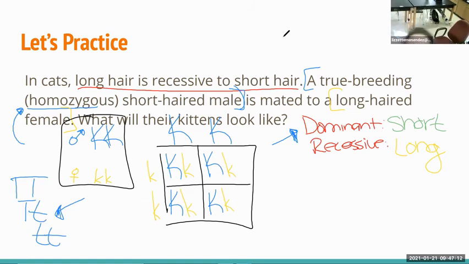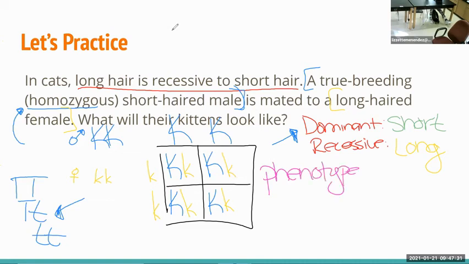So then the question that we're answering here is, what will their kittens look like? Okay, so to me, this tells me that it's asking about phenotypes. Phenotypes. So in this, we already know that there are 2 phenotypes. So we can either have short hair or long hair.